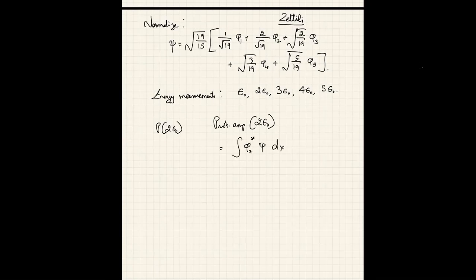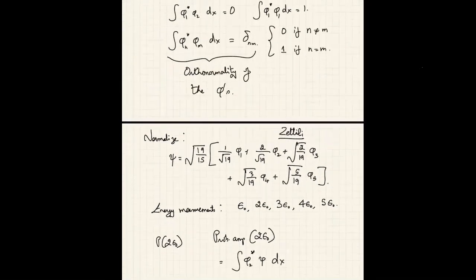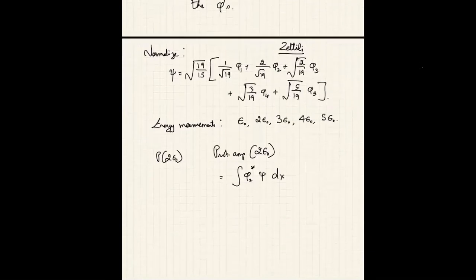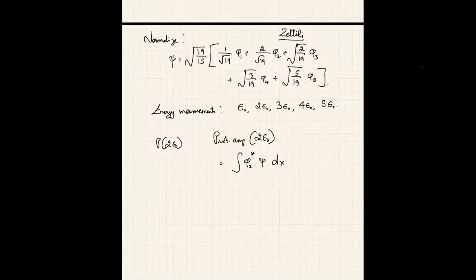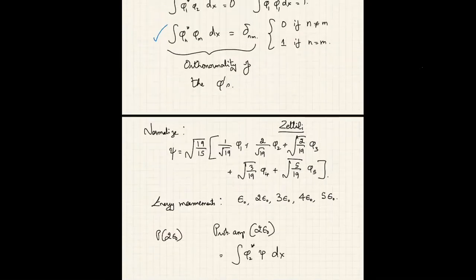Okay, now if I do this, since psi is a linear combination of phi 1, phi 2, phi 3, phi 4, and phi 5, integral phi 2 star phi 1 would be 0 because of the orthonormality condition here. And phi 3 star phi 2 would be 0, and phi 2 star phi 5 would be 0. Everything would be 0 except integral phi 2 star phi 2, and integral phi 2 star phi 2 dx is just 1.